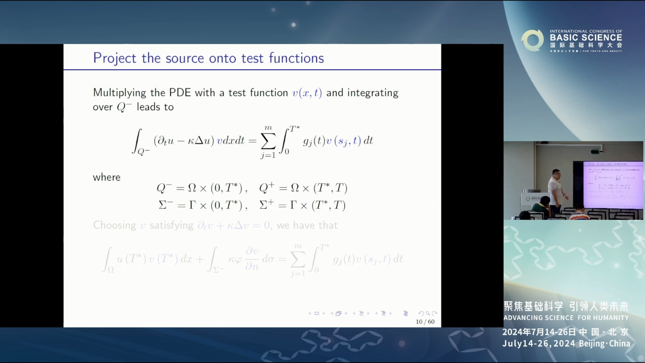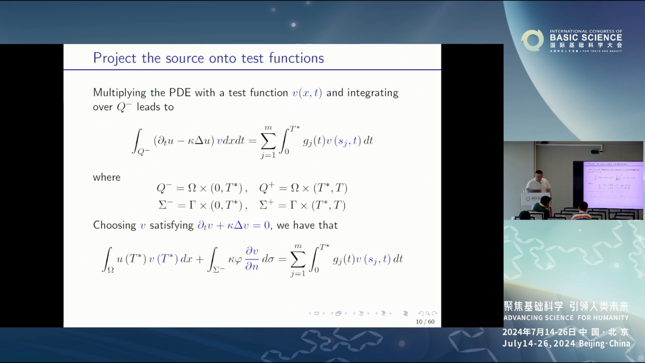So basically, we do integration by parts. For the left-hand side part, before that, I'm going to talk about this Q minus, which is the whole domain times from 0 to silence time. And the sigma minus is just the boundary where you have the receivers, the boundary times from 0 to silence time. And the Q plus is the whole domain times from silence time to the end of the time. And the same thing for the sigma plus.